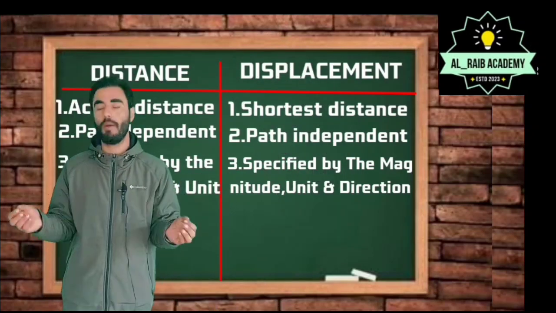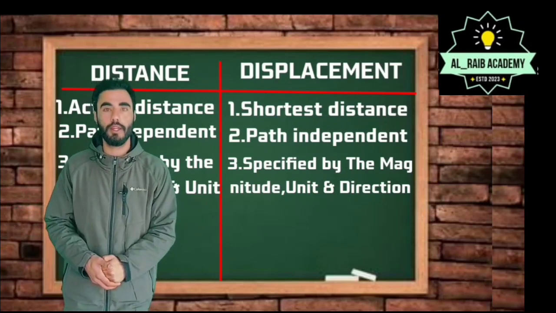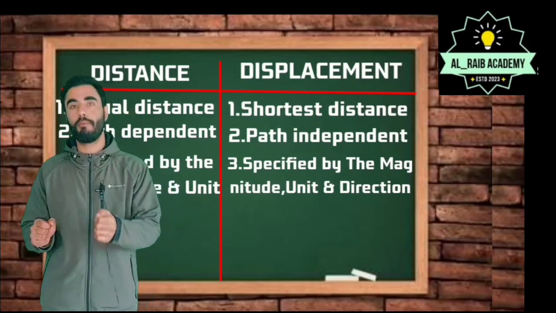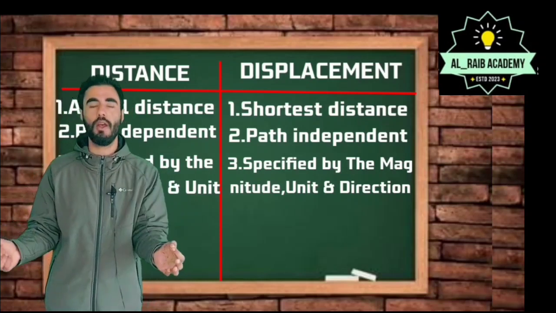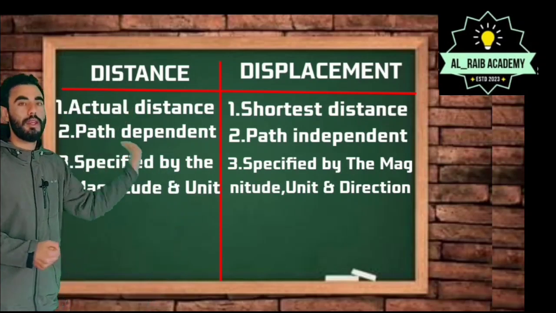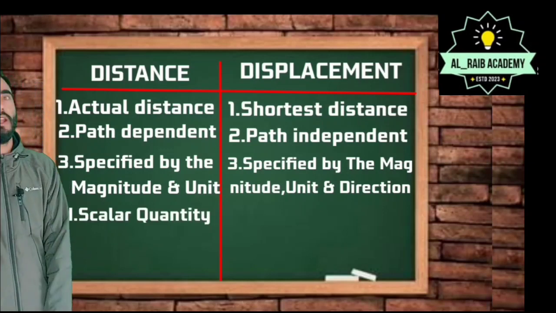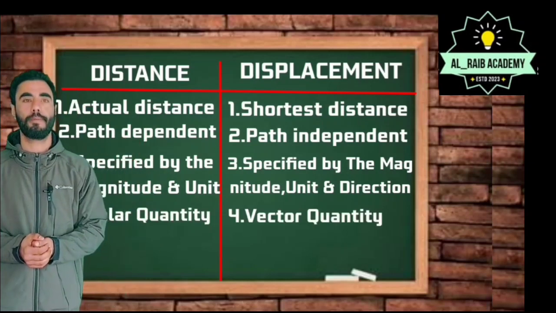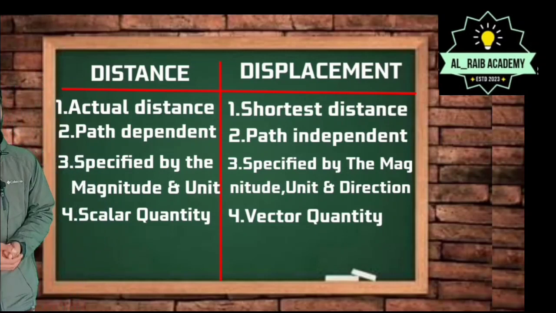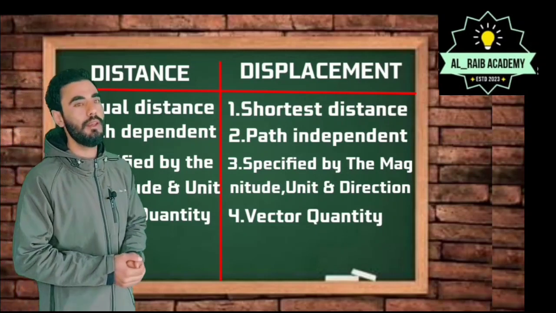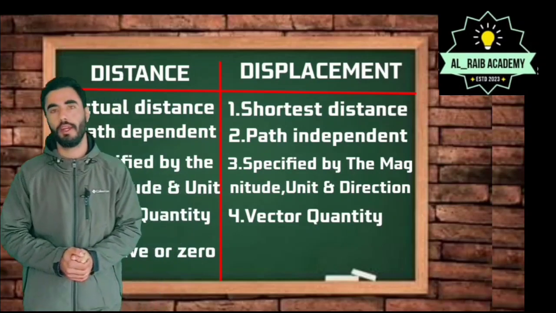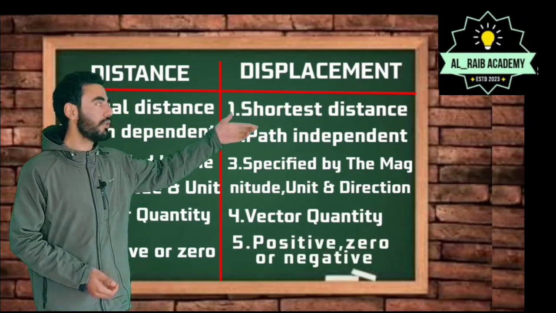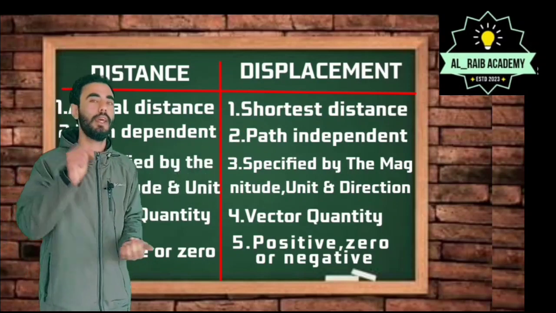In our case, the body traveled a distance of 130 km and a displacement of 70 km, but from A to B. Therefore, we say that distance is a scalar quantity, whereas displacement is a vector quantity. Moreover, distance can be positive or it can be 0, but displacement can be positive, 0, as well as negative.